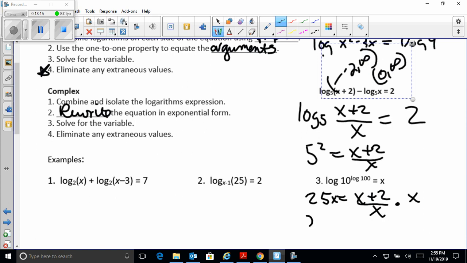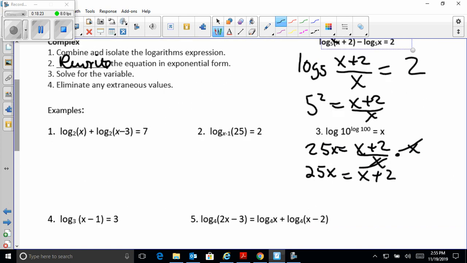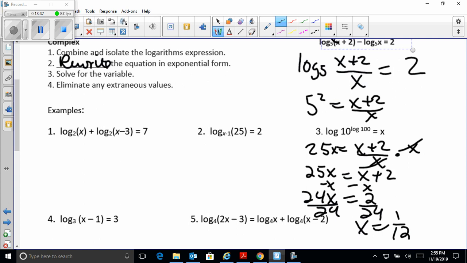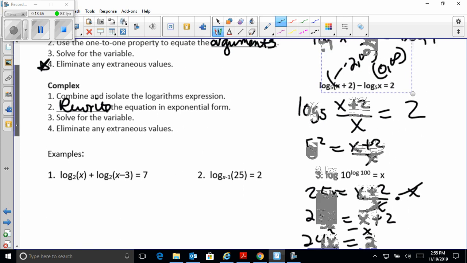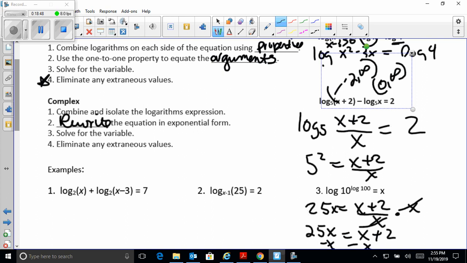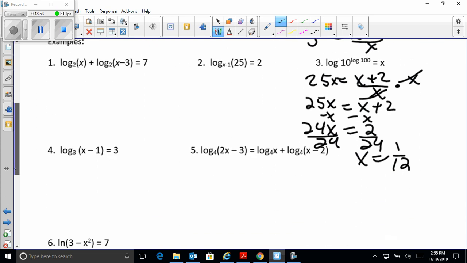So now I have 25x, multiplying by x on both sides, is equal to x plus 2. Subtract x, 24x is equal to 2. And you can divide by 24, so x is equal to 1/12. So now I only got one answer, but I do have to make sure that it'll work. So I look at my rules, and 1/12, yes, it fits in both of those. It's greater than -2, and it's greater than 0, so it's going to be fine.